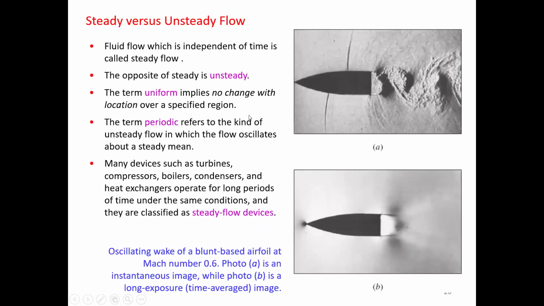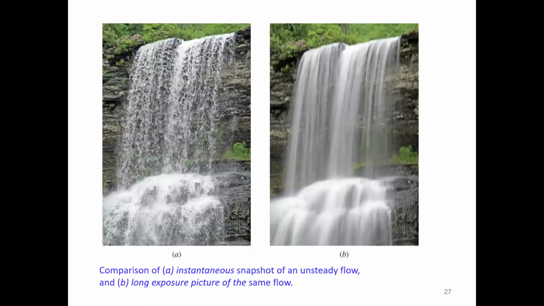Steady versus unsteady flow. The fluid flow which is independent of time is called a steady flow. If it depends upon time, then it is known as an unsteady flow. In the diagram, you can see the first picture shows the unsteady flow, and this is a steady flow.